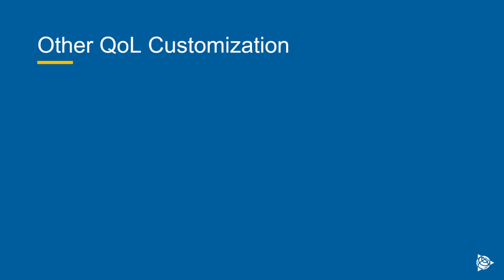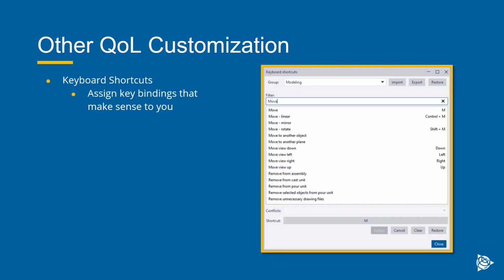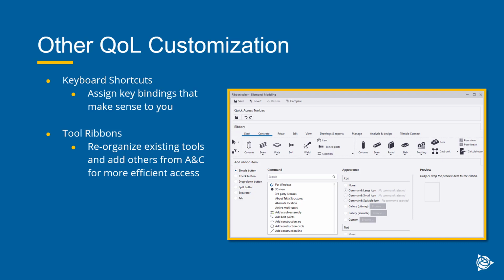Now, let's talk about just a couple other things. We'll touch on them, just some quick points here. For other quality of life customization, keyboard shortcuts are a really obvious one. This has been around for quite some time. And you can change and adjust the key bindings so that they make sense to you. We can also customize our tool ribbons.